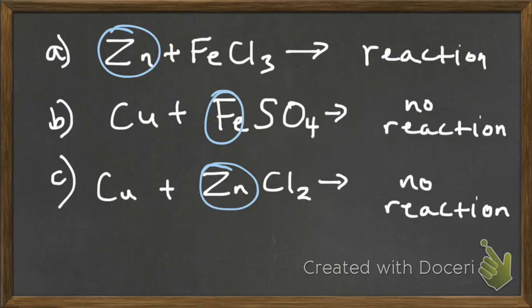Okay, once you've done this, this should be your answer in equation A. Because a reaction took place, zinc was most reactive and replaced the Fe. In part B, there was no reaction, so copper did not replace the Fe. So that means that Fe is the most reactive one in that equation. The same thing goes for part C. Zinc is more reactive than copper because no reaction took place.